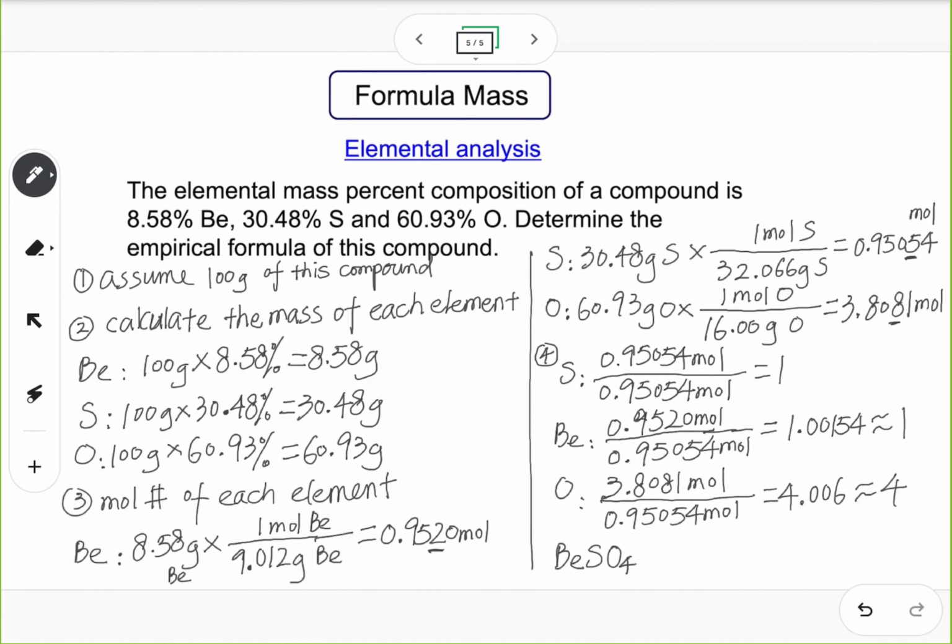Okay, so this is the basic procedure for this question: how we identify an empirical formula based on the mass percent composition of the elements in the compound.